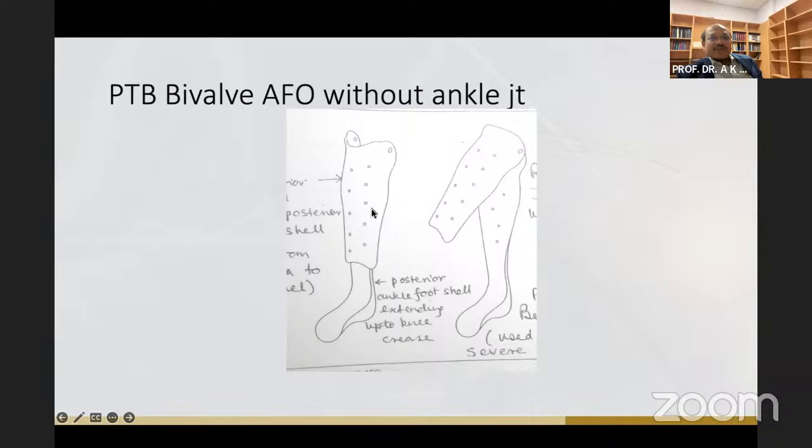And see, the anterior leg component is a little bit molded against the patellar tendon as well as the tibial condyle, in the same manner as the PTB plaster, that is the patellar tendon bearing plaster. During its preparation, the anterior valve is molded. It should be manufactured with the help of plaster of Paris. The plaster of Paris replica is made by placing plaster of Paris over the affected area of the body to take the exact body counterpart, and depending on that, the polypropylene polymer orthosis is prepared.